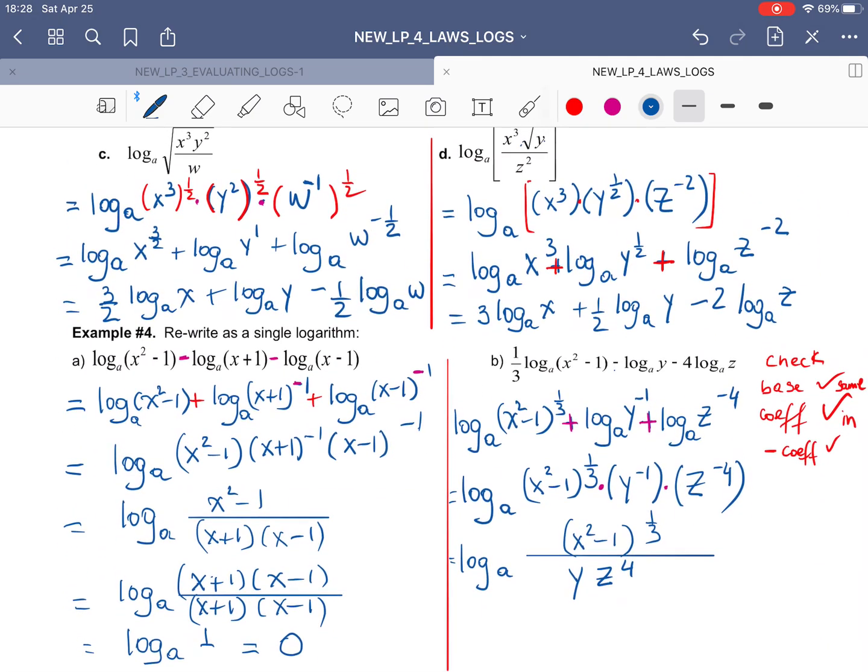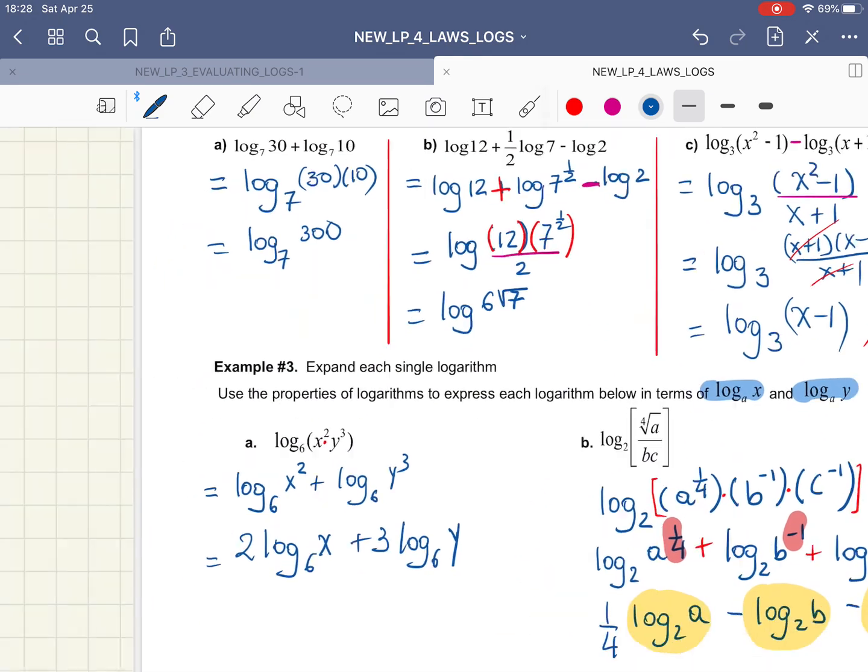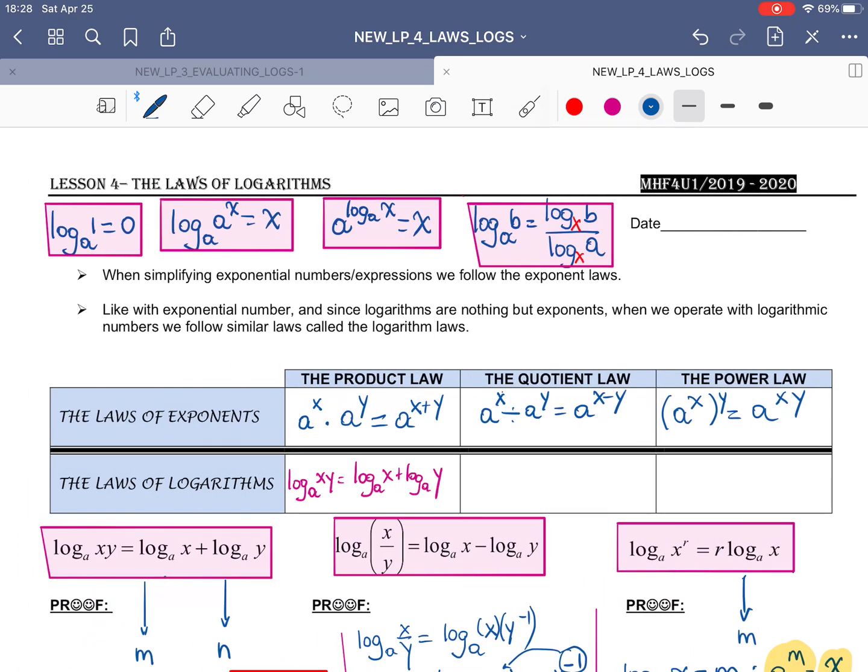So that was today's lesson. And please complete your homework as indicated on your handout.